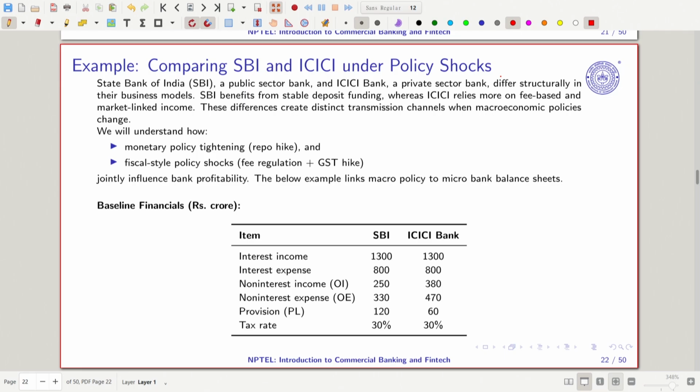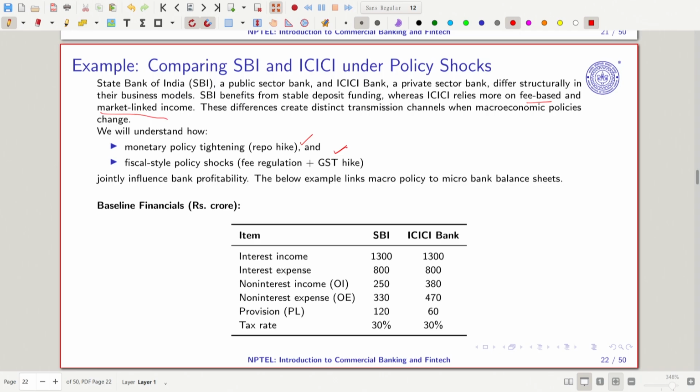So SBI benefits from a stable deposit funding, whereas ICICI relies more on fee based, market linked income, because you have wealth management and different types of products being offered, so that gives them a lot of benefit. Now we are going to impose two more conditions here. What are those conditions? One is that we are seeing the monetary policy tightening, so repo hike. Another is the fiscal policy shock. So here we have the fee regulation and GST hike.